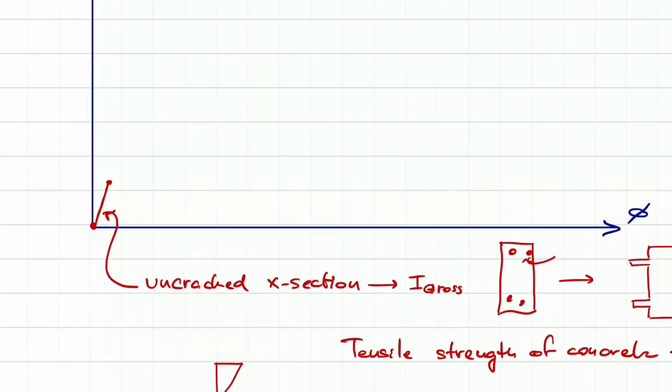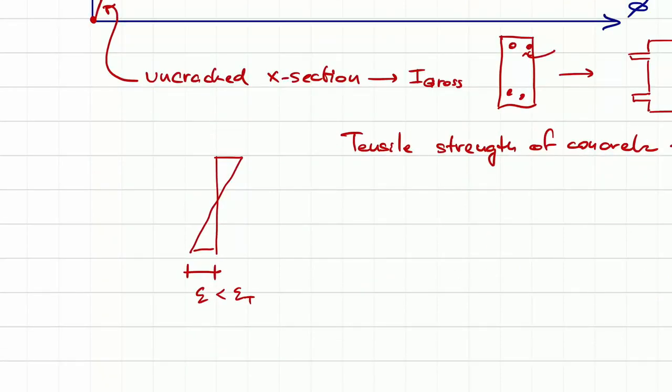Now your cross section cracks. When it cracks, it opens up the curvature. So the curvature you had over here increases. How does the curvature increase? Is it increased like this or is it increased like that? The second one, right? So it increases.